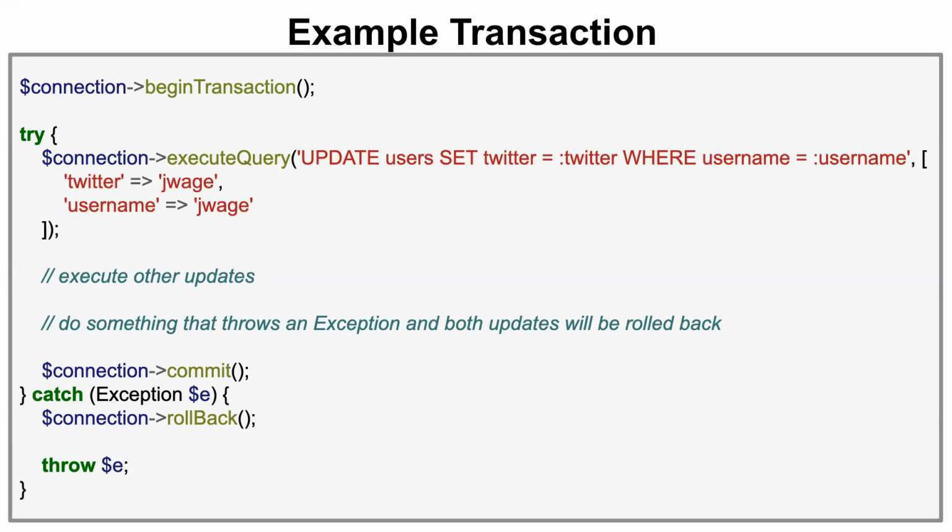So in this example, I'm updating the users table and I'm setting the Twitter handle to jwage, where username equals jwage. And I may execute some other methods down below, but say one of them throws an exception and it never gets to this point where I'm calling commit, and it gets caught by this catch. And when I call connection rollback, that effectively never commits this update to the database. And the things that have happened in this try block are either consistently done 100% or none of it happens and everything is rolled back.